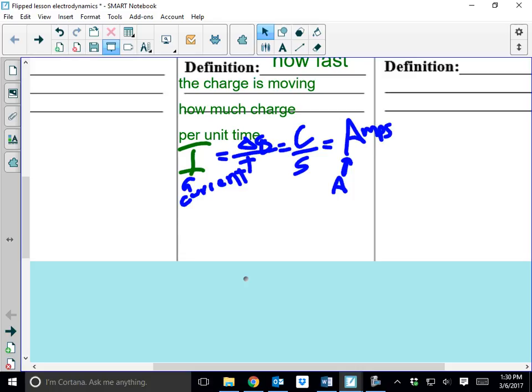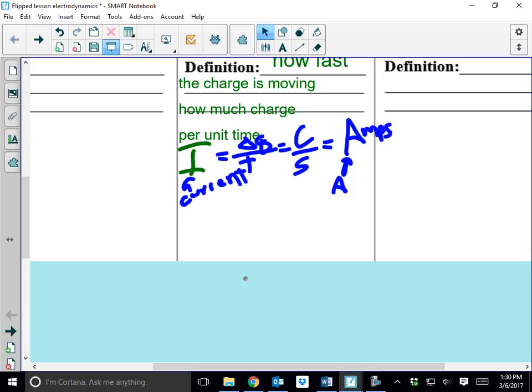We got a really, really small number, because current technically is kind of small. As I mentioned in class, if you were to actually get 1 amp of unrestricted current to move through you, it would liquefy your body. 1 amp is really, really dangerous.